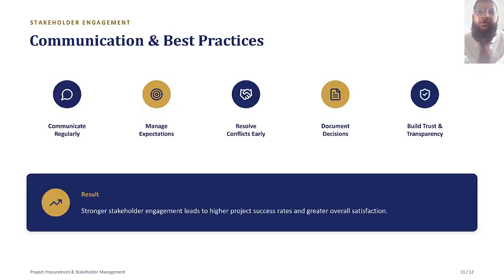Communication and best practices. Good stakeholder engagement comes down to a few practices: communicating regularly, managing expectations proactively, resolving conflicts early, documenting decisions, and building trust through transparency. When teams do this consistently, the result is higher project success and greater stakeholder satisfaction.